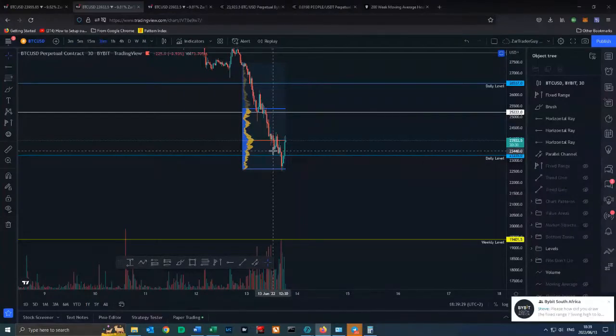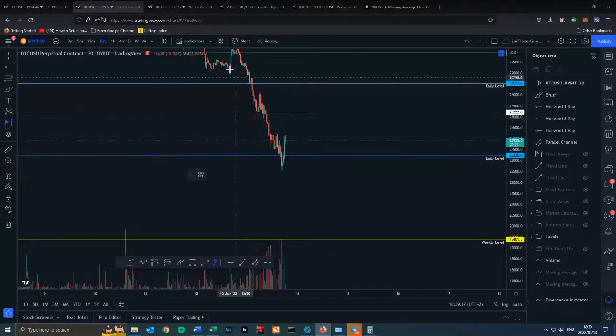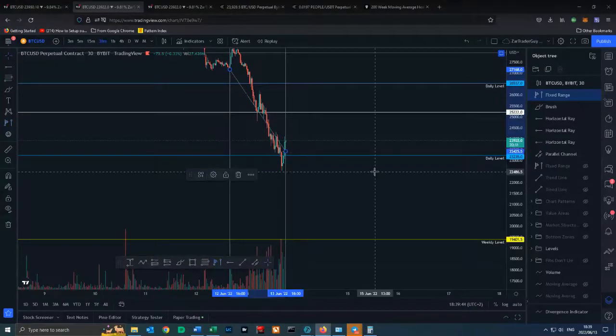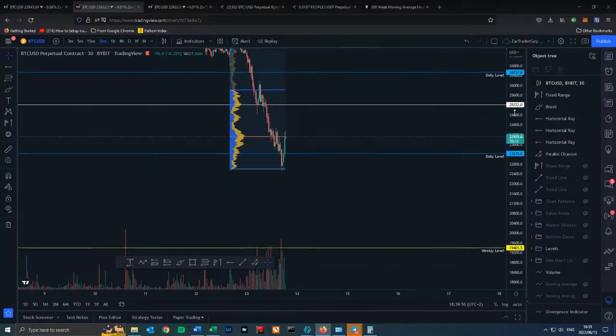And so I see Steve's asking, how did I draw the fixed range? Very, very easy, Steve. You just literally click on that. One click from where you want to start, drag the mouse, and the second click where you want to end. And then it pulls it for itself. So just practice with that. You'll be able to get it right.